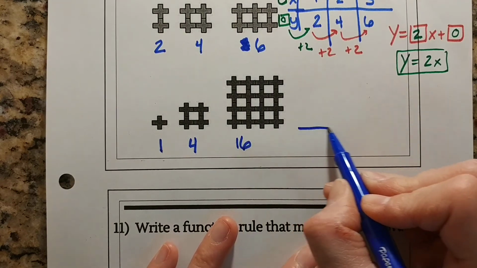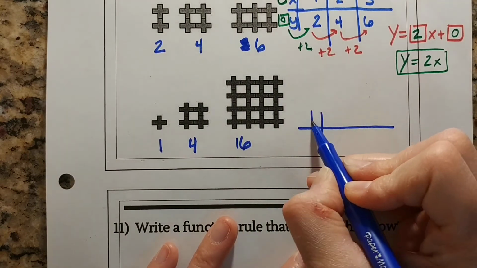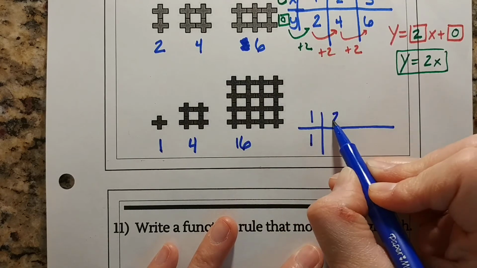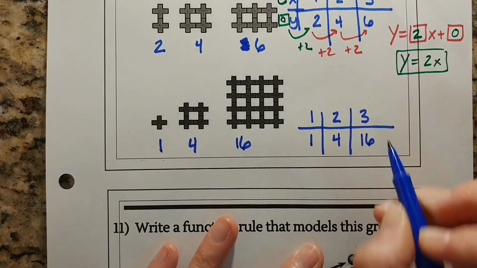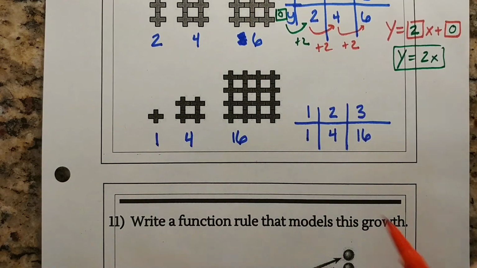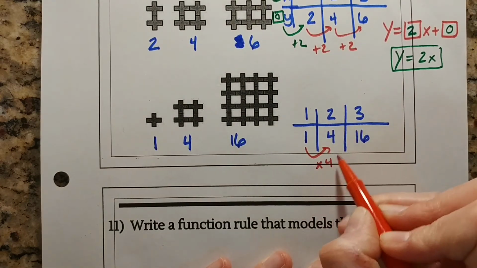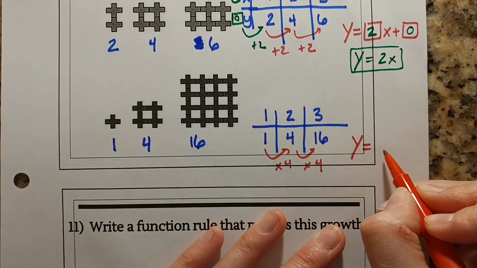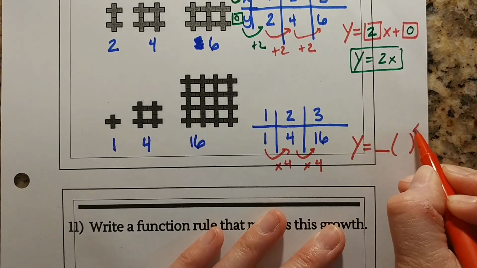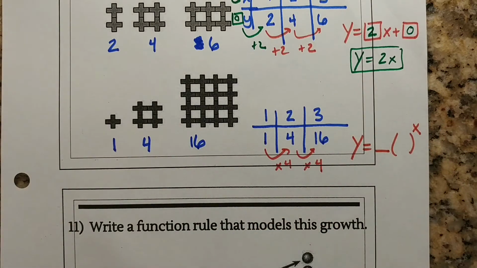So maybe I could start by writing a table. In figure 1, there's 1 plus sign. In figure 2, there are 4. And in figure 3, there are 16. Now let's use this to help us write a function rule. I can see that the pattern is a constant multiply by 4. So we have a geometric sequence, which means we're going to have an exponential function.